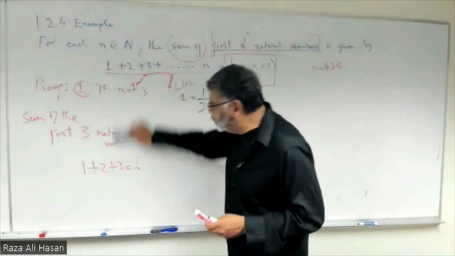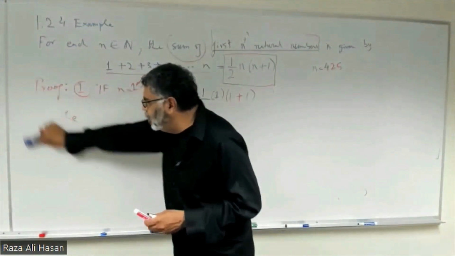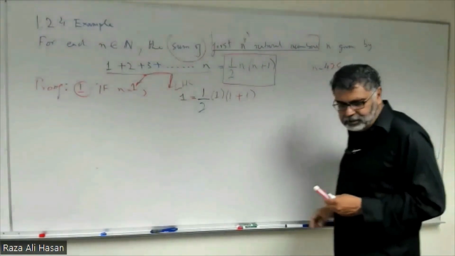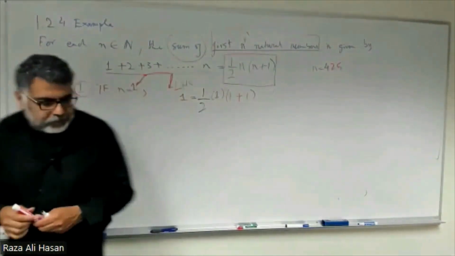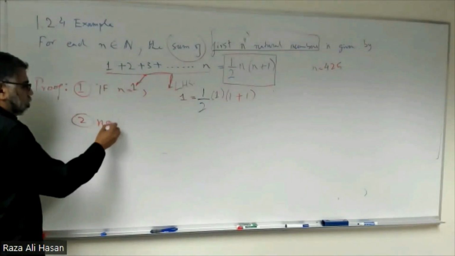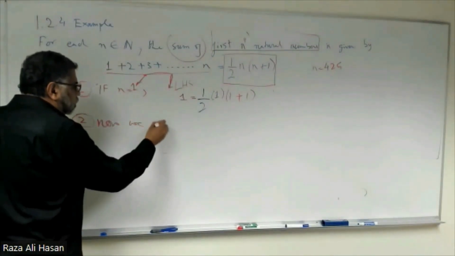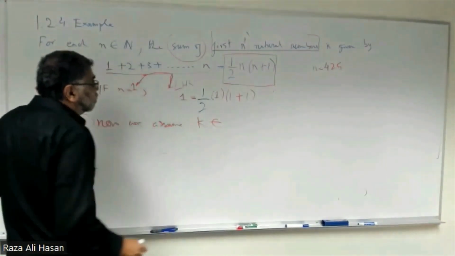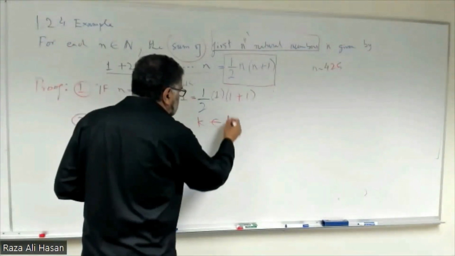but we have to use the hypothesis. We could have just gone straight to k, but that would have been wrong. Okay. Now we assume that k belongs to the set of natural numbers.